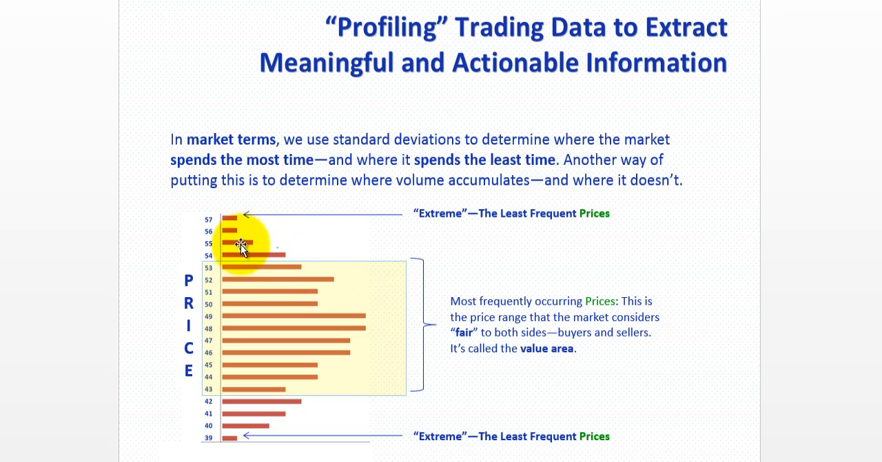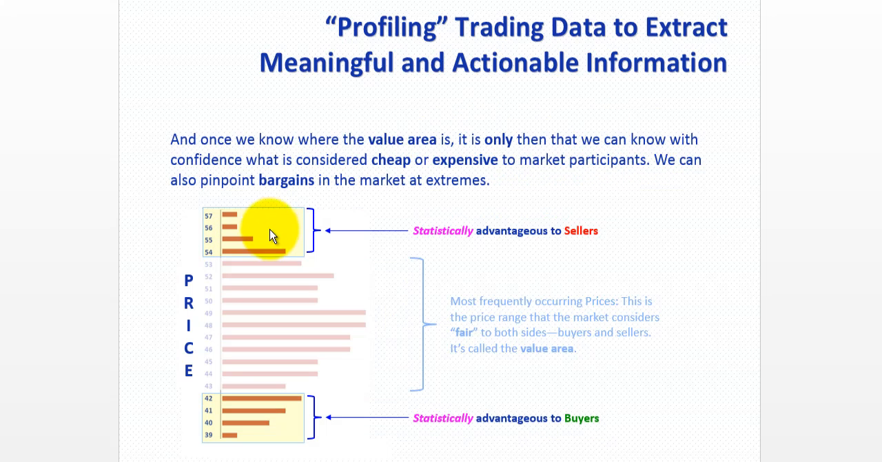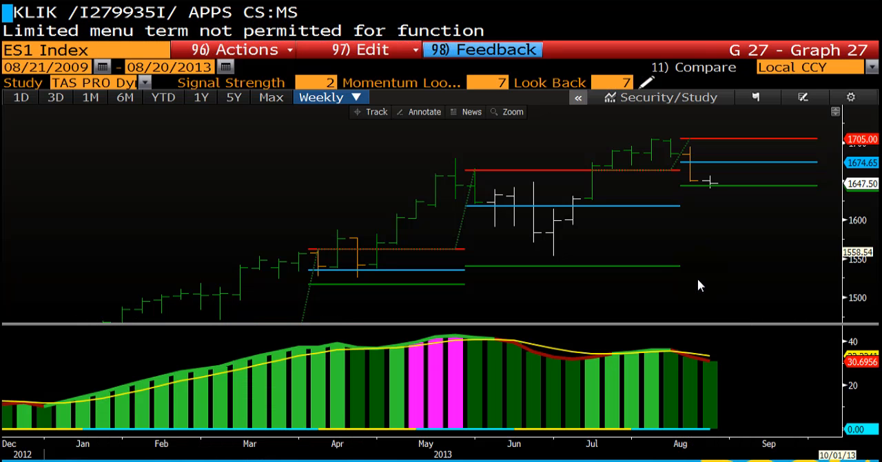One of the things we want to identify here also is these are areas of price that really were the least frequent prices, and they were omitted by most market participants. This area was statistically advantageous to sellers, and this was statistically advantageous to buyers. This is the area we're going to be concerned with right here. This is the area that I will refer to as boxes in the rest of our presentation. The unfair high, as we call it right there, the unfair low, and the point of control, which is the most highly traveled price in the grid.